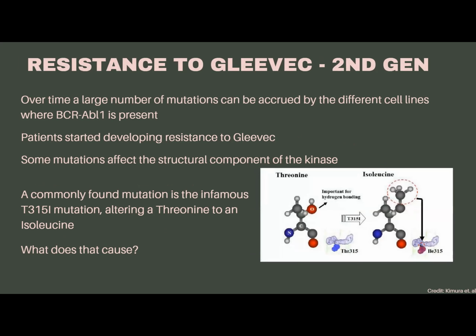So, resistance to Gleevec. Over time, like we were talking about, a large number of mutations can be accrued by the different cell lines. So patients, especially in the accelerated phase, started developing resistance to Gleevec. Some mutations can affect the structural component of the kinase. Some mutations affect the folding of the kinase. But a commonly found mutation, question 7, is the infamous threonine 315 isoleucine mutation. What does that cause?